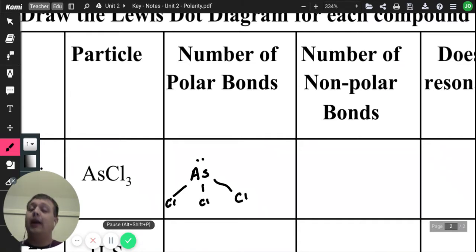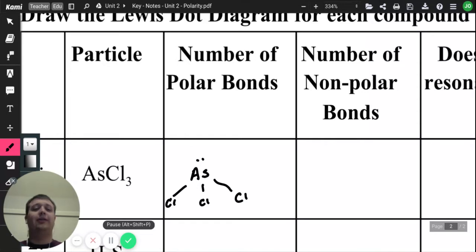Then I need to look at my chlorine. Chlorine is down 1 from fluorine, and that's it. So fluorine is 4, I went down 1 to chlorine, so it's 3. So arsenic has an electronegativity of about 1.